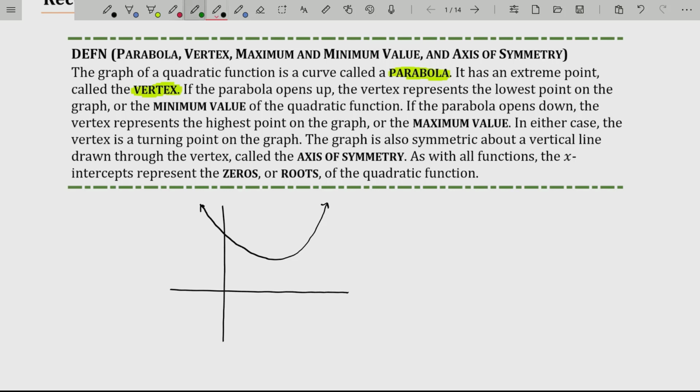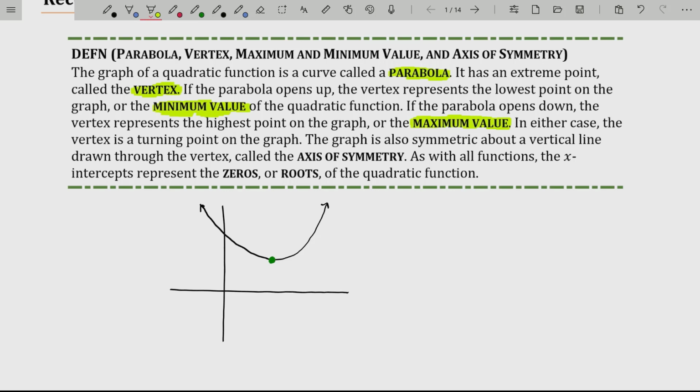The extreme point that I'm mentioning, which is called the vertex, is either the highest high or the lowest low on the graph. If the parabola opens up like the one that I've graphed here, then the vertex represents the lowest point on the graph, or what we call the minimum value. That will become more important as you move forward in mathematics. You need to know the minimum and maximum values. On the other hand, if the parabola was upside down, the vertex would be a maximum value. In either case, that vertex is what we call a turning point on the graph.